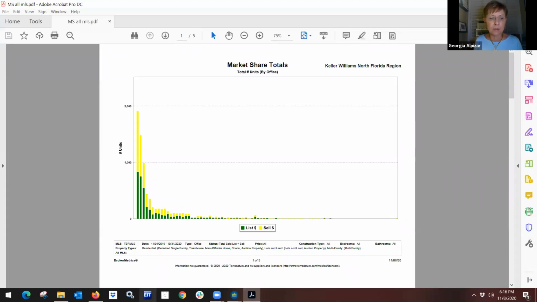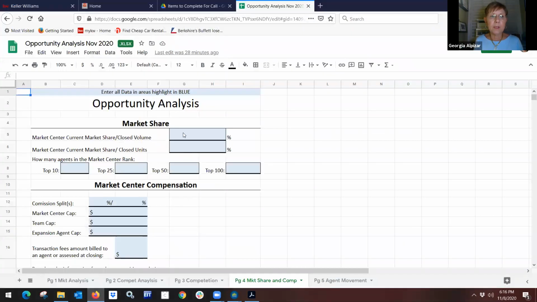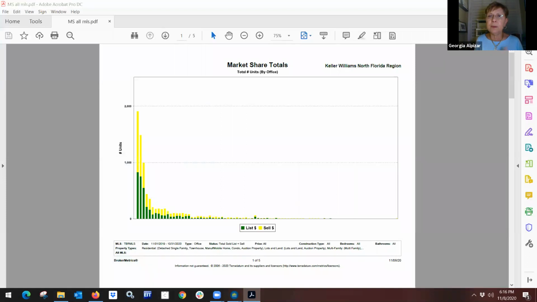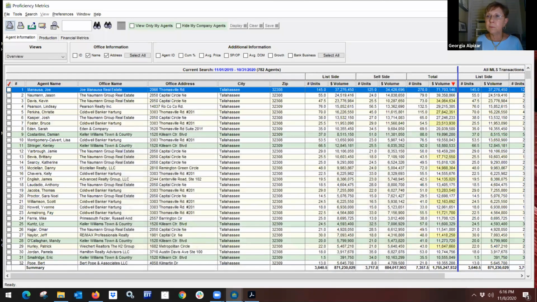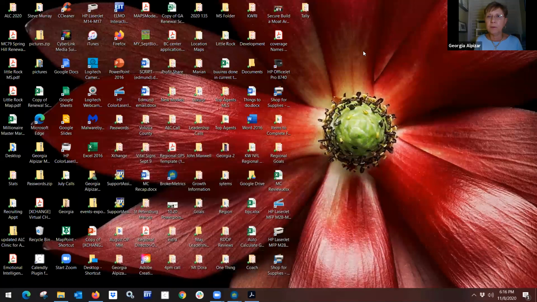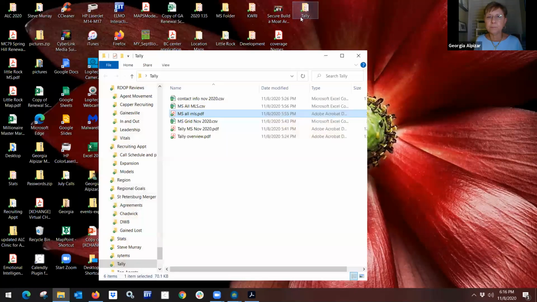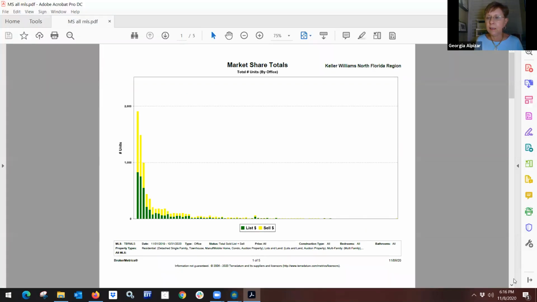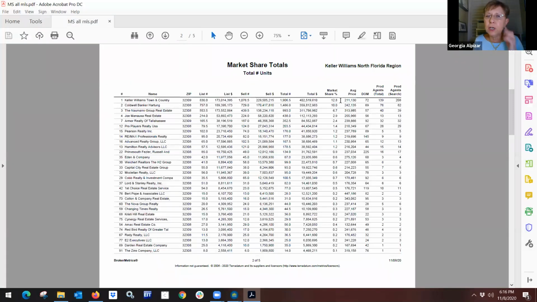Let me go back here to your form. So you would do the volume and you would do the unit. So I just showed you how to do that, okay? Because it says market center, current market share, closed volume. You can use what they're giving you, which is here. Whoops, went back too far. I want to go back up here to this one. Market share all MLS, and again, this gives you your market share for here.